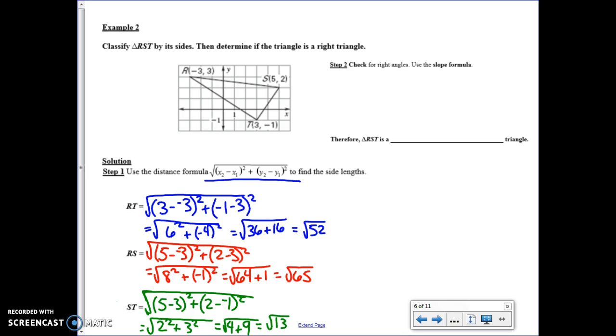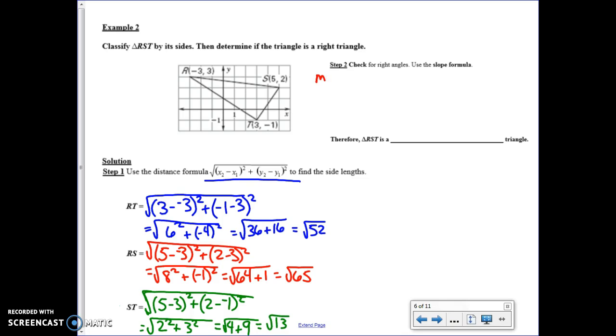Now we could check all 3, but what I would encourage you to do is check the 2 lines that look like they might be a right angle. So it looks like at T, there might be a right angle. So I'm going to check segment RT and ST and see if their slopes are opposite reciprocals. If they're not, then I'll go ahead and find the slope of RS and see if maybe one of those angles is an opposite reciprocal as well. But I'm going to start with RT and ST.